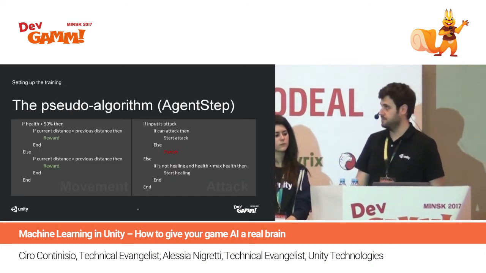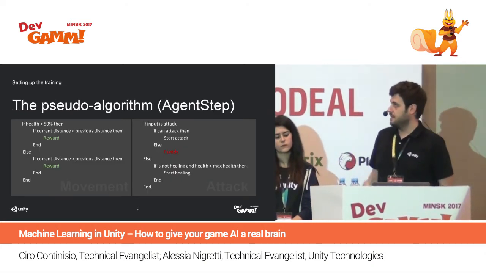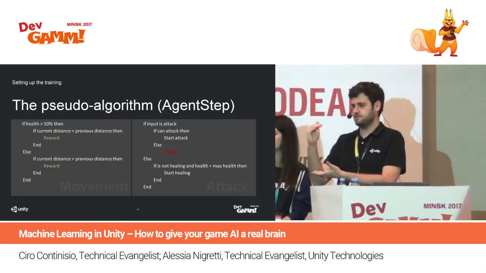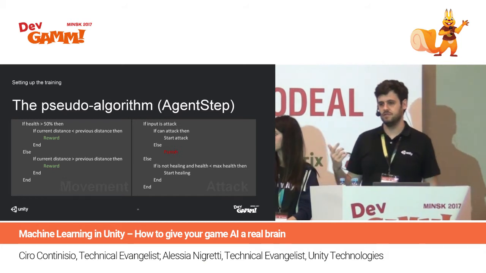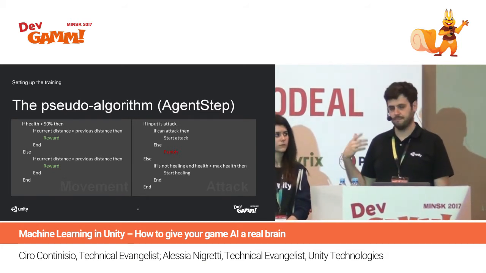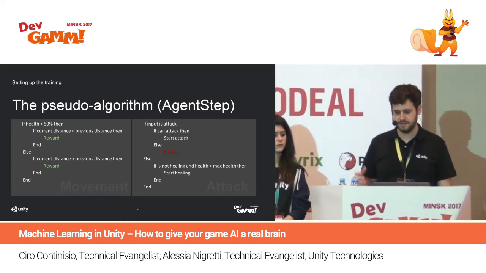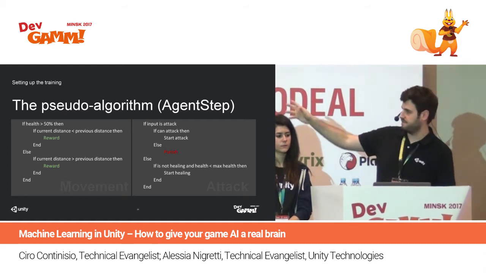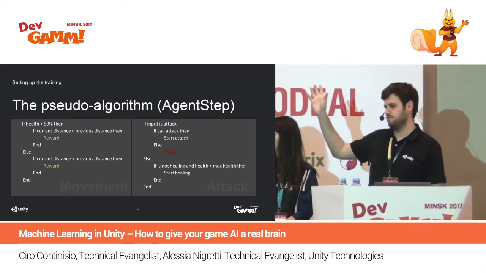So this is how the pseudo algorithm looks like. And I said agent step because the agent script has a function which is called the agent step that is going to be called every frame. So on the physics frame, on the physics update, the fixed update, the brain calls the agent step. And this is roughly how it looks like. We've broken it into movement and attack.